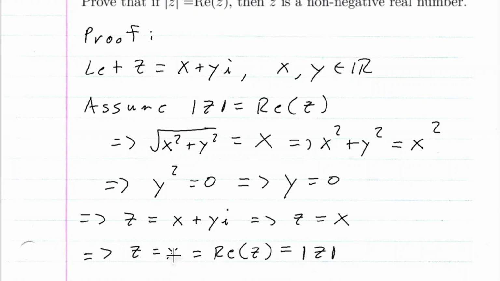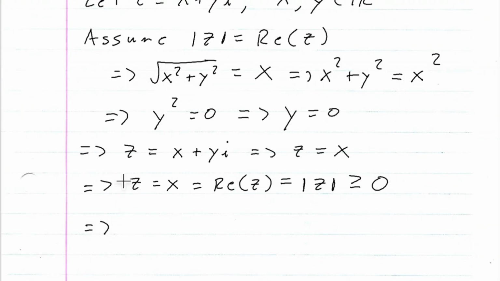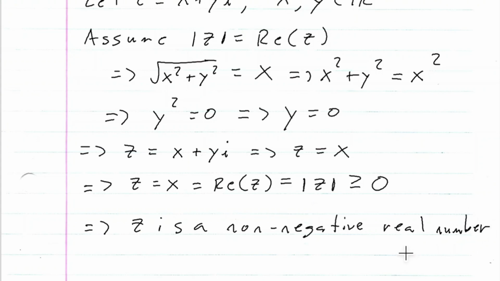And we also know that z must be non-negative because x, which is the real part of z, is equal to the modulus of z, which we know is bigger than or equal to 0, right? We know the modulus of z, which is the square root of x squared plus y squared, must be bigger than or equal to 0. So this implies that z is a non-negative real number. And that is the proof.